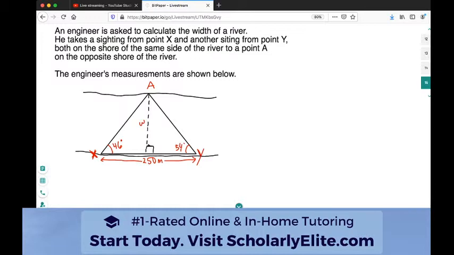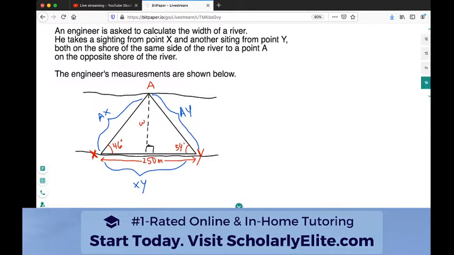Now, in general, teachers and profs and everybody expect you to label things a certain way. Okay, so for example, this side length is side length AY. This side length is side length AX. This side length is side length XY. It's very important that you do this labeling in the beginning. It just makes life a lot easier.